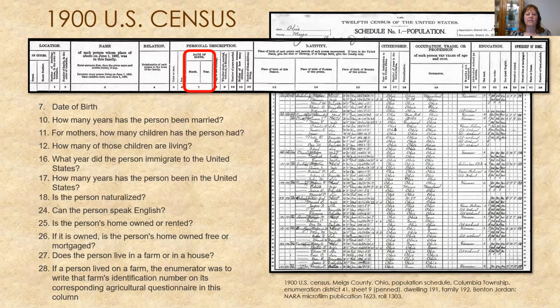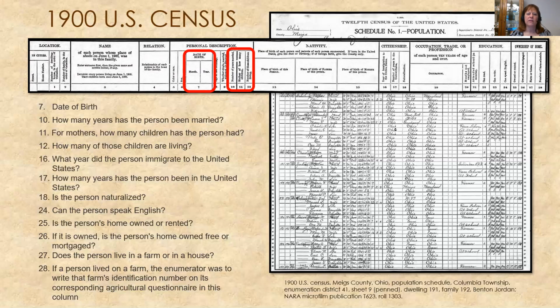Column 7 asks for the person's date of birth, month, and year. Many persons listed on the 1900 census were born before traditional birth records were kept, making this information extremely important for the genealogist. If a person was listed as married, the question was asked as to the number of years married. This provides a clue as to the year of the marriage and can narrow down the time period when researching for a marriage record.